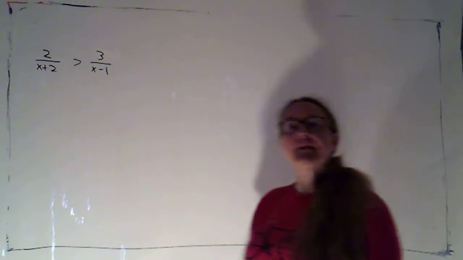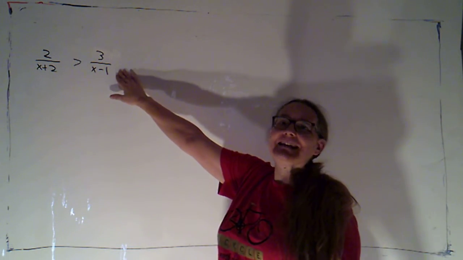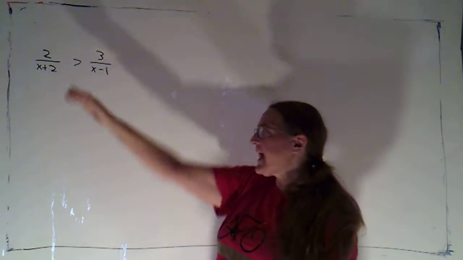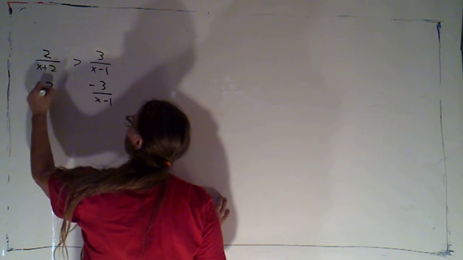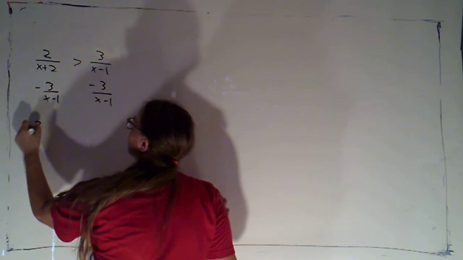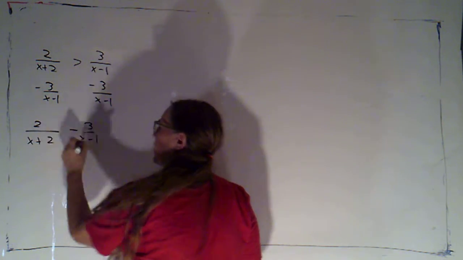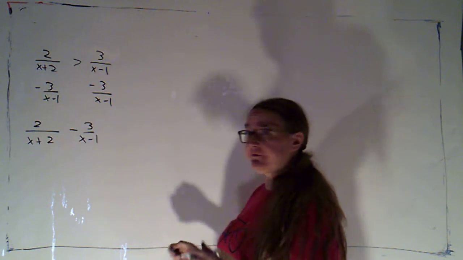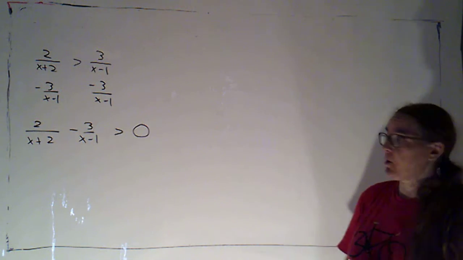I've got another rational inequality up here, and this one's going to be a little bit more challenging because, as you can see, the right-hand side isn't 0 to begin with. So the first thing I want to do is move that over. I'm going to subtract 3 over x minus 1 from both sides. So we'll have 2 over x plus 2 minus 3 over x minus 1. Can't combine those as they are because they're fractions with different denominators. But now the right-hand side is 0.